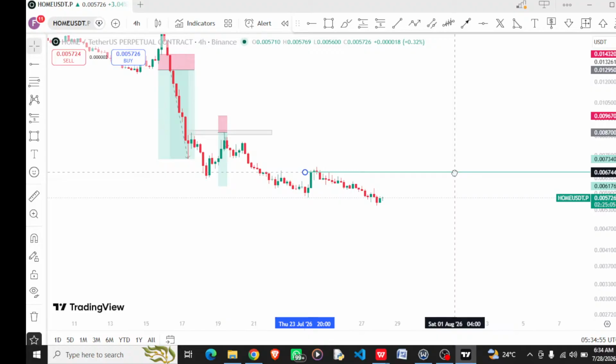You have to wait for it around this area before you sell. You just come here to put your candle, your stop loss and take profit. So you should exit this area, like this.